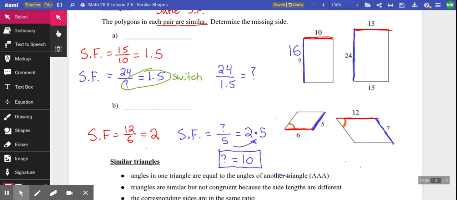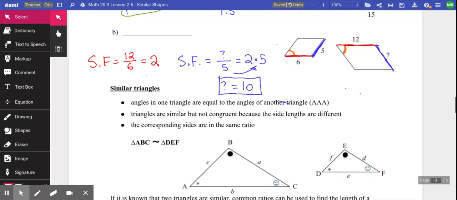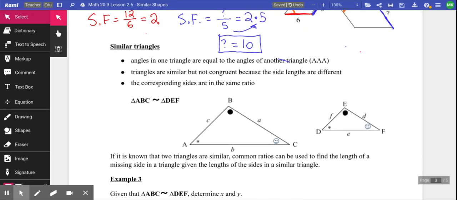Similar triangles work the same way. So you need all the angles to be the same, and you need the side lengths to be proportional. Typically, when they use this symbol, that means it's similar. So they're saying triangle ABC is similar to triangle DEF. These are similar triangles. That's what that symbol means.